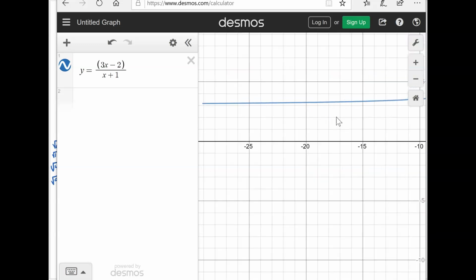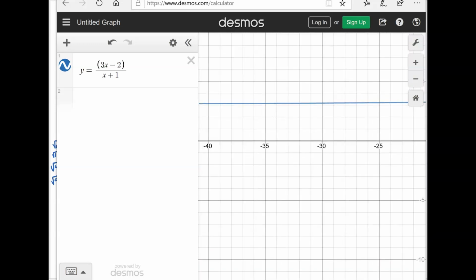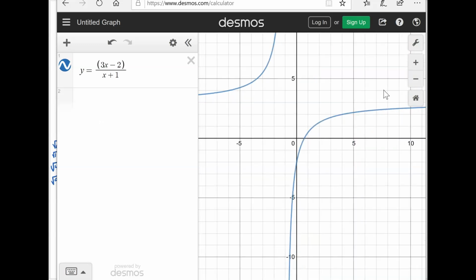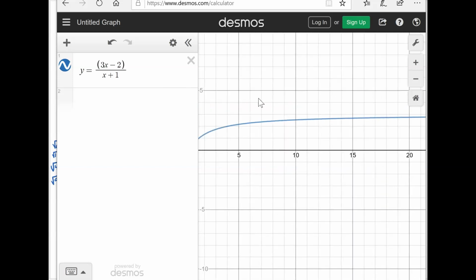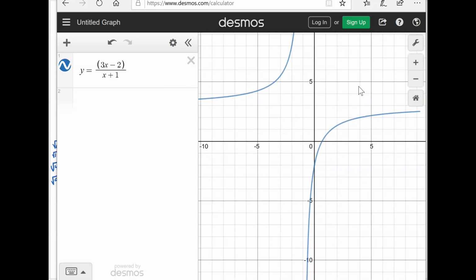Like if we look this way, it gets so very close, but it doesn't touch. And then we look this way, it's going to get so very close to y equals 3 and it doesn't touch. This y equals 3 is actually called an asymptote.